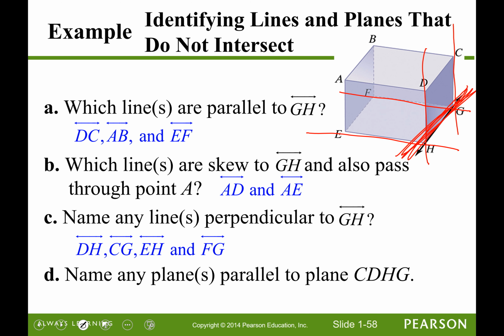Last one. Name any plane or planes that are parallel to plane CDHG. Okay, let's highlight that plane. CDHG is this one. It's the side of the rectangular prism. So planes that are parallel to that one. Give it a try.